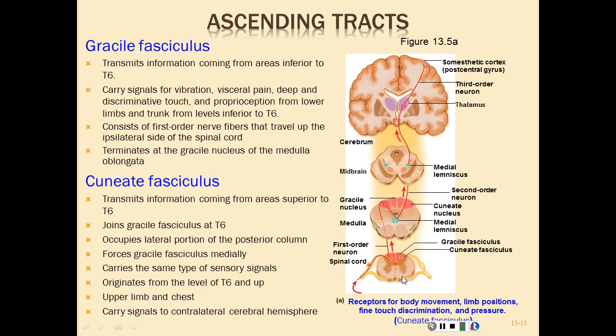Now, the cuneate fasciculus carries the same type of sensory signals originating from the upper limb and the chest. So those are our arms, our fingers, and our chest area. Its fibers end in the cuneate nucleus, which is over here, on the ipsilateral side of the medulla oblongata. Now, in the medulla, the second order fibers of the gracile and the cuneate systems decussate. What does that mean? That means they're going to cross over, D-E-C-U-S-S-A-T-E. And they form the medial lemniscus, right in here. Now the third order fibers run from the thalamus to the cerebral cortex and have a contralateral effect.